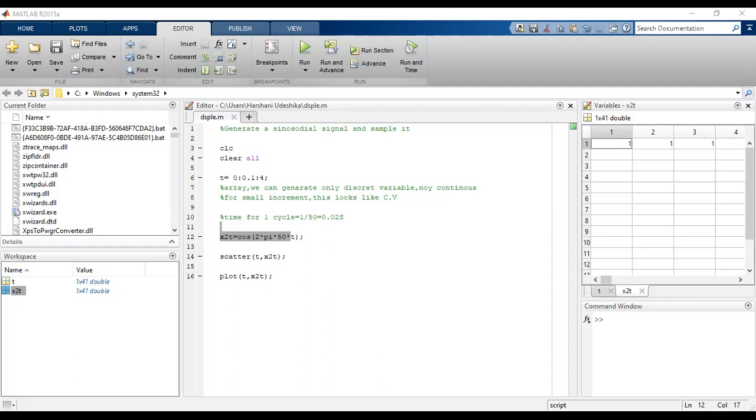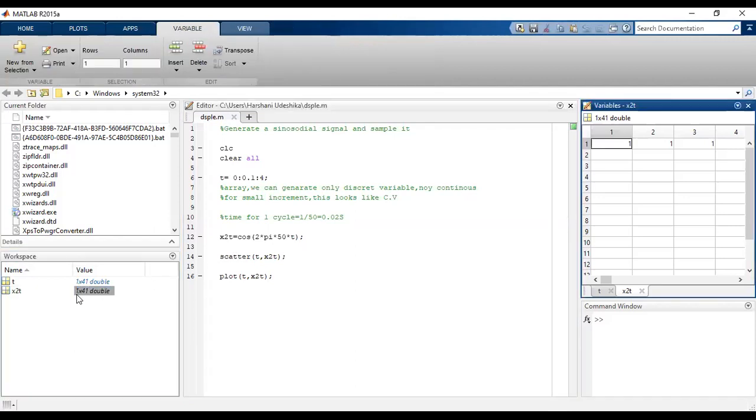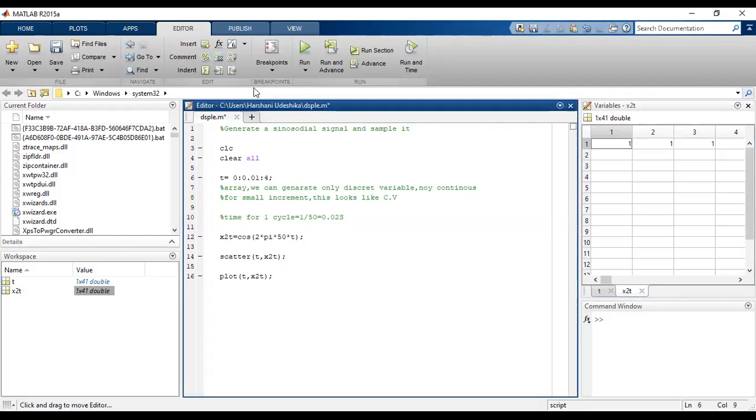0.1 should be here, 0.2 should be here, 0.3 should be here. So these are the points calculated. So it cannot be 1 actually. What's happening here? What is the problem with the program? So if I reduce this now, let's see.